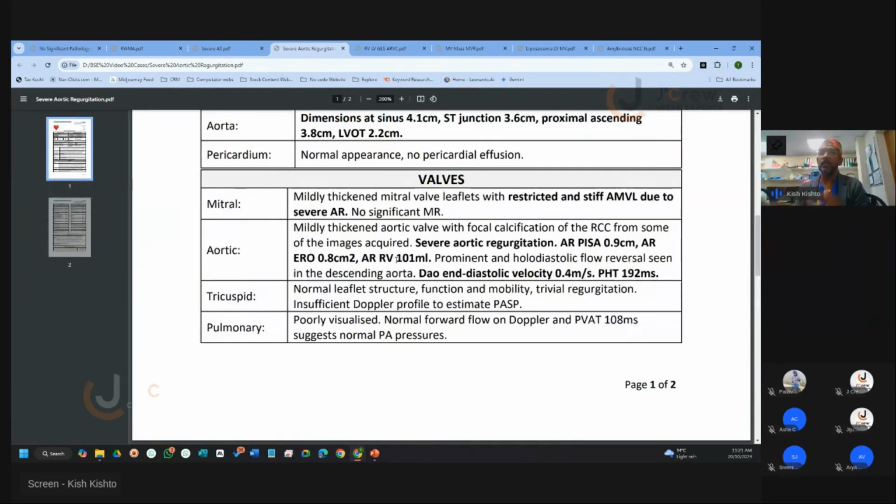So again, you go with your guideline on how they describe it, and then use that to quantify the regurgitation. The flow reversal was prominent, and holodiastolic flow reversal was seen in the descending aorta, which I described, and the velocity was 0.4, which was significant, and the pressure half time was 192, which was significant. So again, I got all the measurements there to back me up to quantify the severity of the AR.